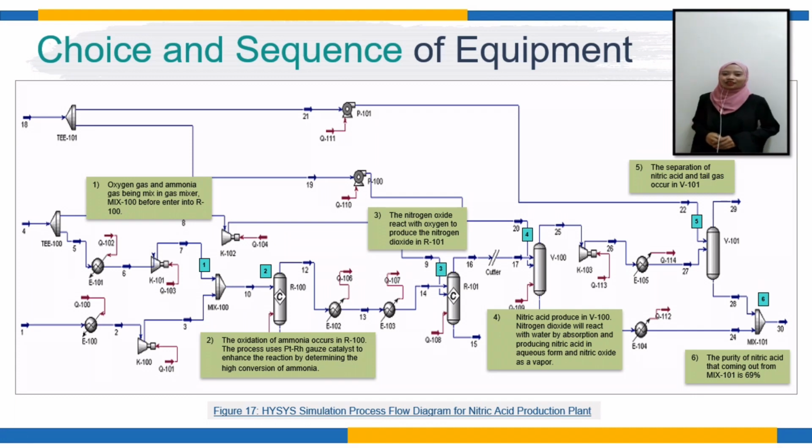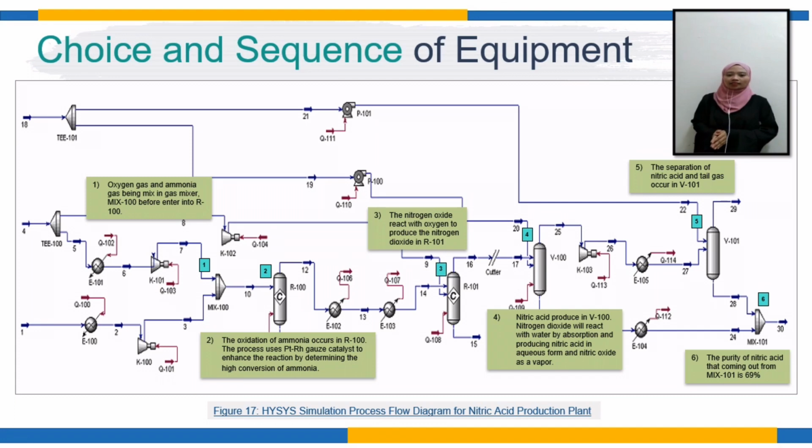In order to form nitrogen dioxide, the nitrogen oxide reacts non-catalytically with oxygen in oxidation vessel R101. Then, the product feeds into the conversion reactor V100 where the absorption of the nitrogen dioxide happens in order to yield nitric acid. Nitrogen dioxide reacts with water by absorption, producing nitric acid in aqueous form and nitric oxide as a vapor. The function of V101 is to separate the nitric acid and tail gas, whereby the tail gas goes out at the top stream and the nitric acid goes out at the bottom stream.